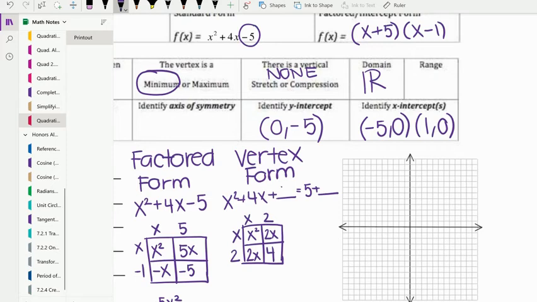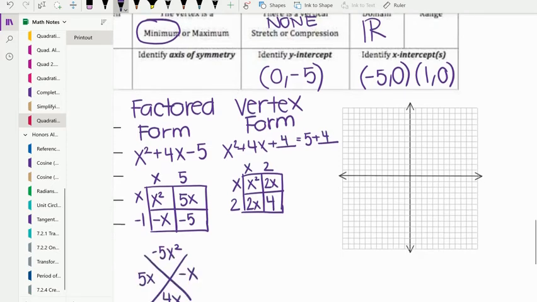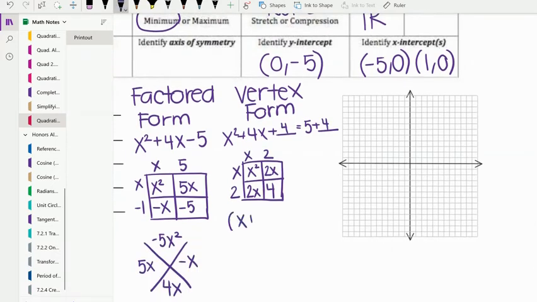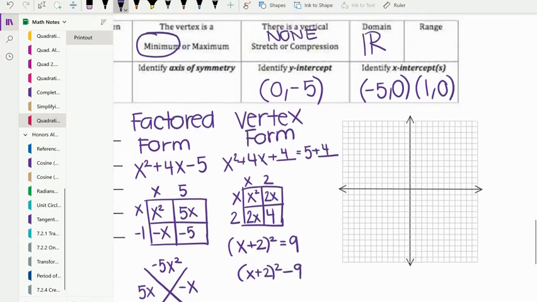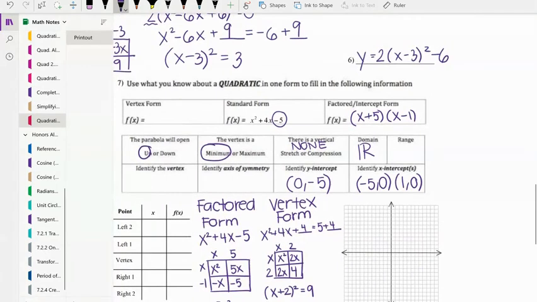number, which is 4, because 2 times 2 is 4. So then you write out what your factors are, which are x plus 2 squared equals 5 plus 4, which is 9. And then I'm going to go ahead and subtract that to the other side. So we get x plus 2 squared minus 9. And again, the a value is 1, so we don't have to worry about that. Okay, so now we know the vertex, it's the opposite of that h value, so it's negative 2 comma negative 9. The axis of symmetry is x equals negative 2. That's just the x value of the vertex.